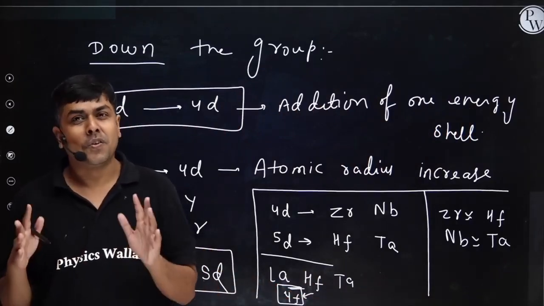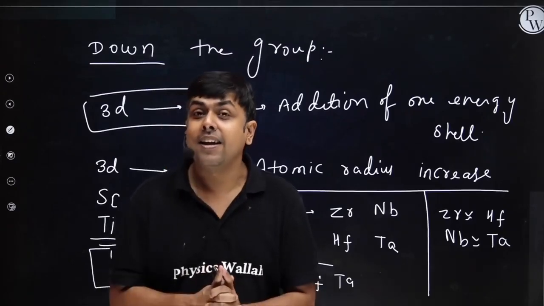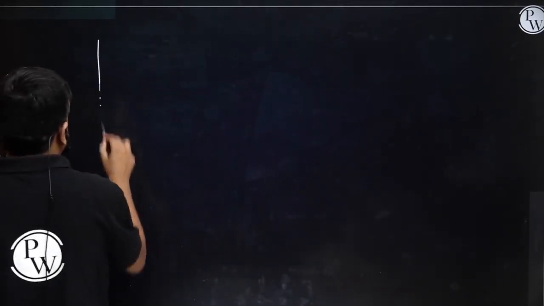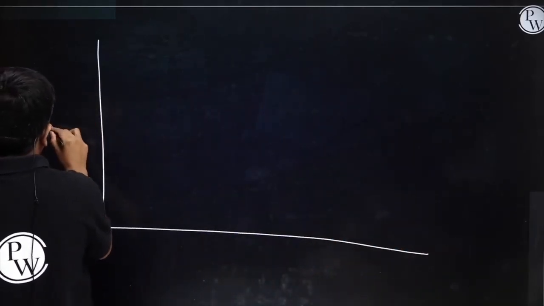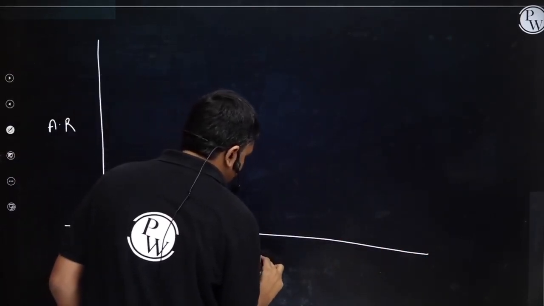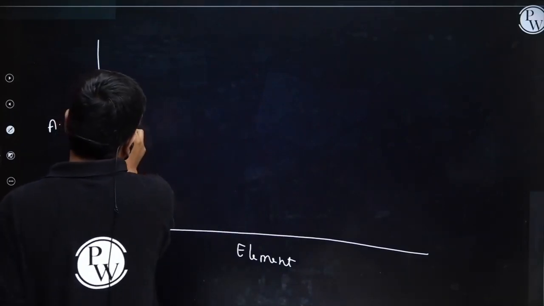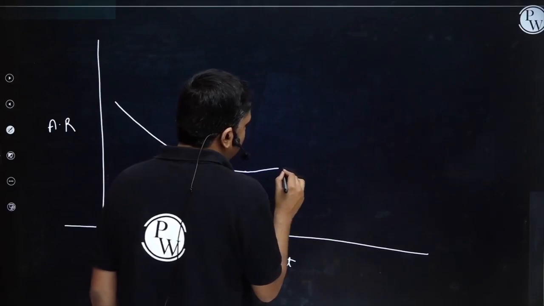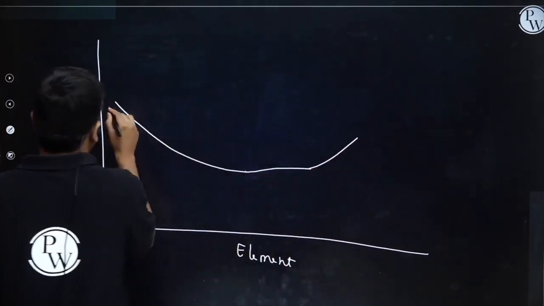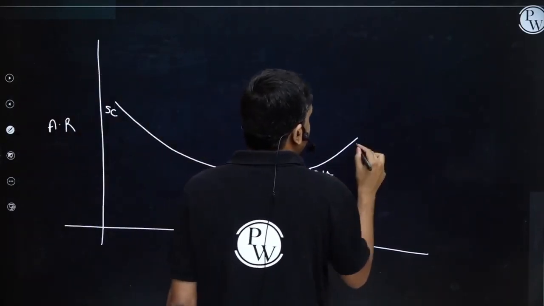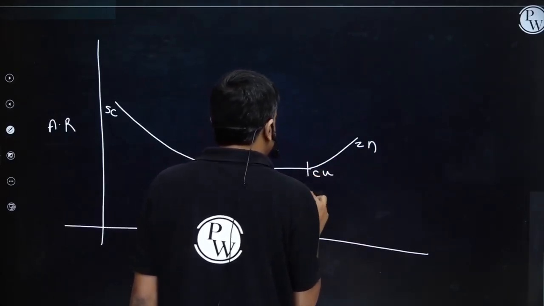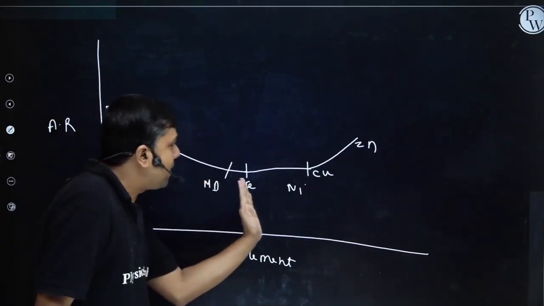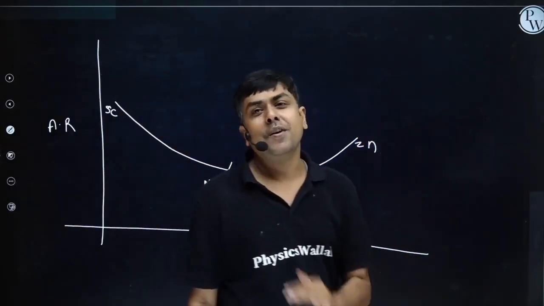Am I clear, students? So this is the variation in the atomic radii across the period and down the group in transition elements. Let's plot the graph. Atomic radii against the elements. If I talk about the 3D series, from scandium to manganese the size decreases. Then it almost remains the same, and then it increases from copper to zinc. This is for scandium, and this one again for copper and zinc. From iron to nickel the size remains constant.